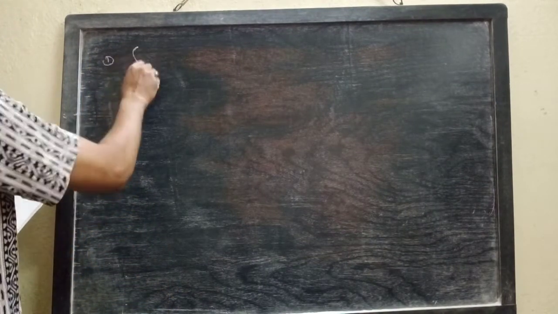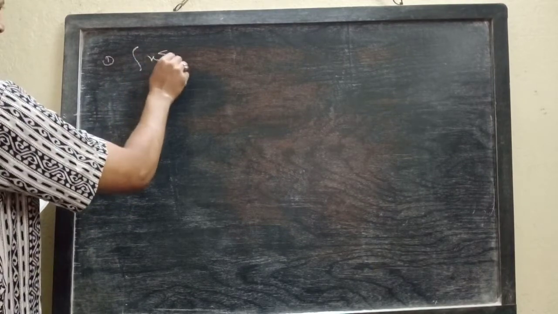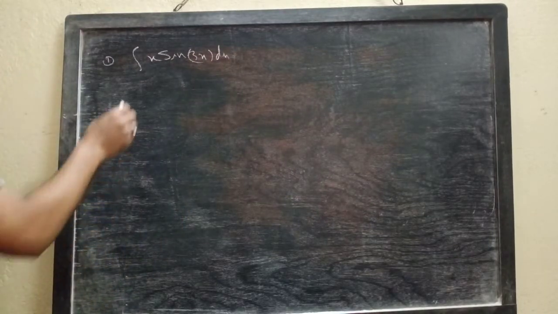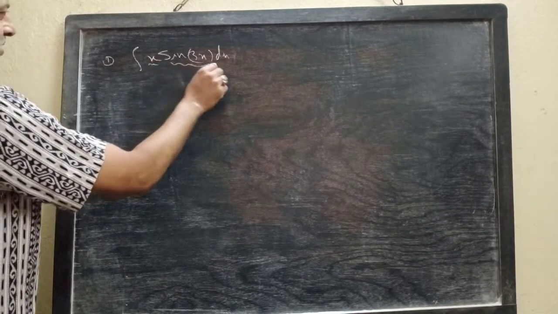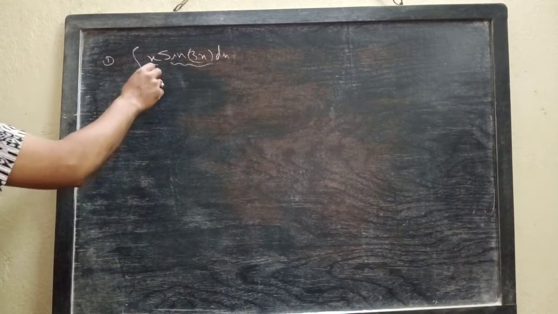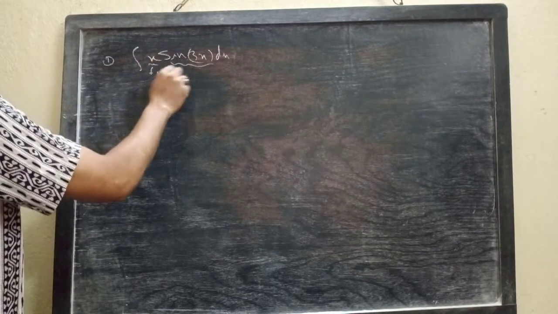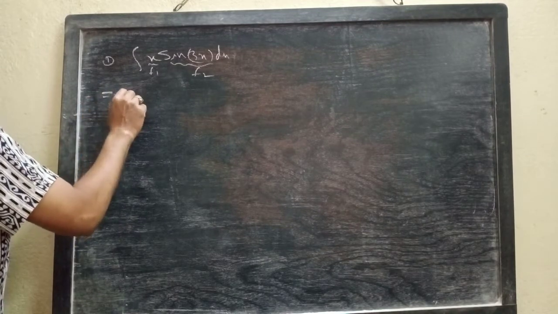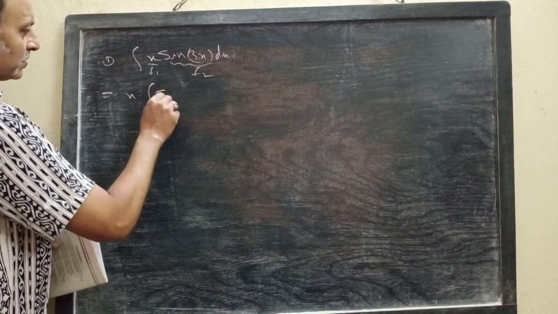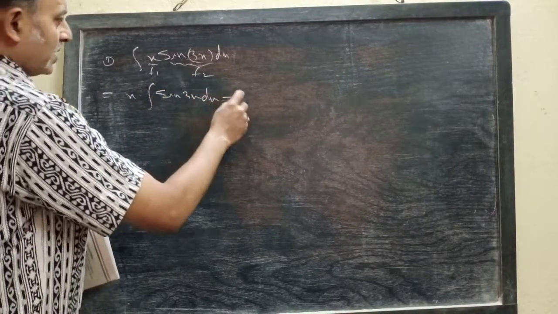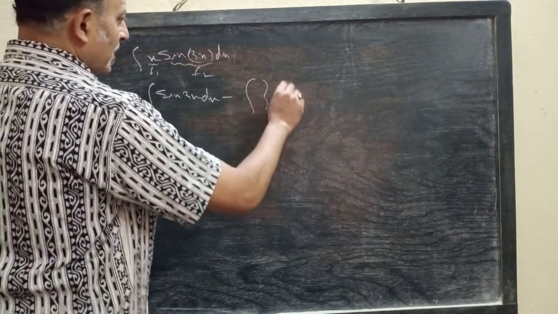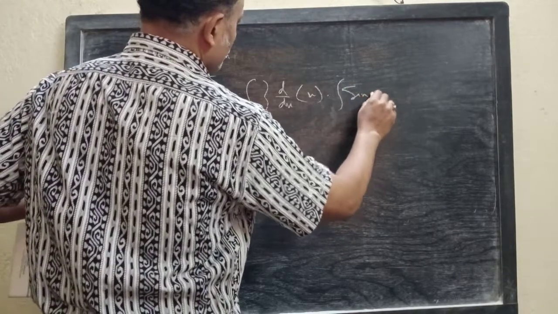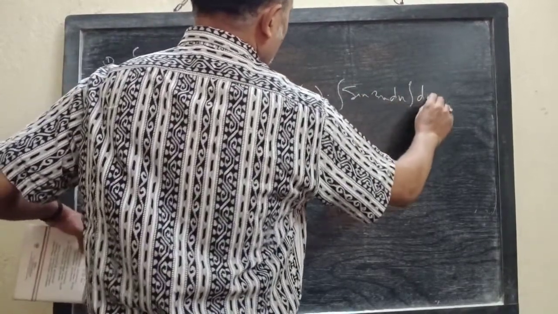Number 1, integration x sin 3x. Look, here x is an algebraic function, sin 3x is a trigonometric function. So we have to choose x as the first function and sin 3x as the second function. So let me apply the formula. First function into integral of second function minus integral of, second bracket, derivative of first function into integral of second function, and the whole integral.